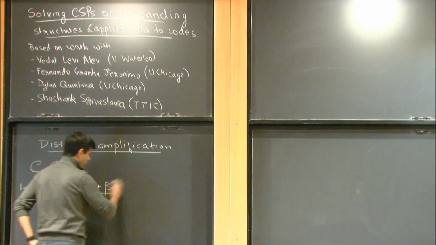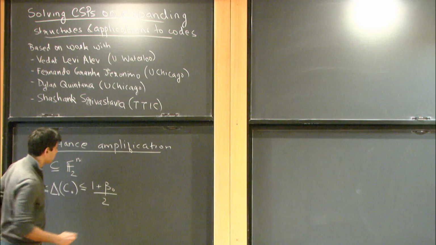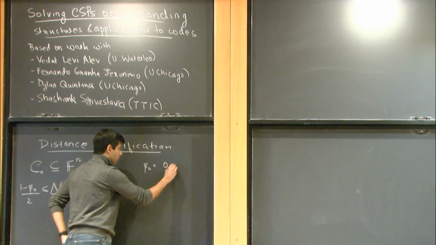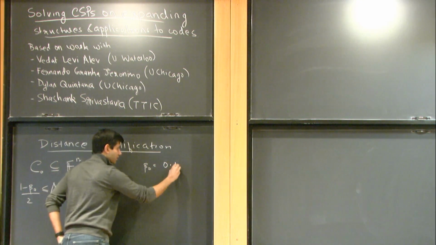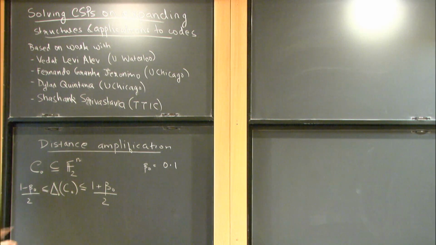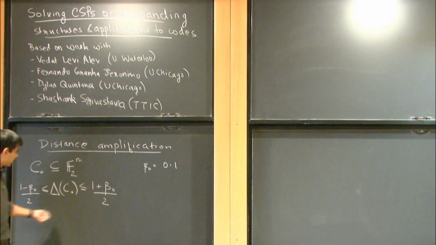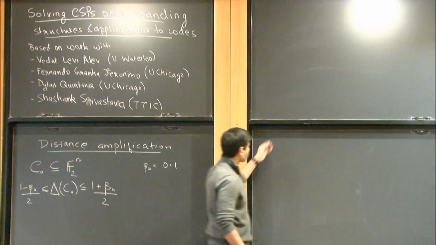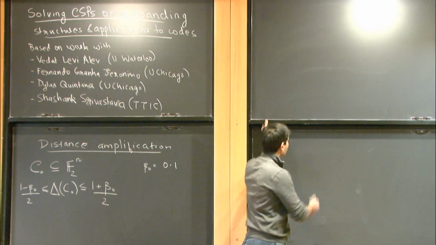So again, for the purposes of this talk, we will not worry too much about this code. We will not worry too much about beta 0. You can just think of beta 0 as some number somewhat smaller than 1, but not an arbitrarily small constant, just some fixed number. And what we want to do is try to come up with a better code where the distance is actually as close to half as possible. For a binary code, that's the best we can hope for.